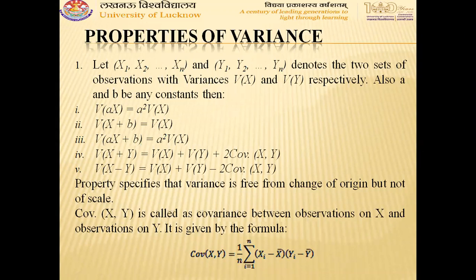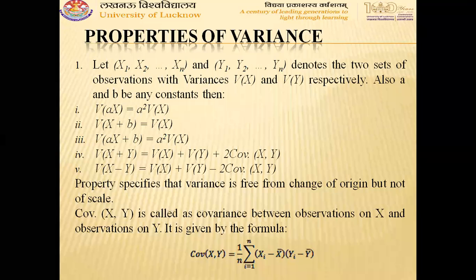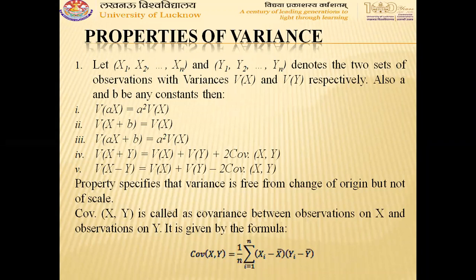And it also shows that the variance of observations is independent of change of origin but depends upon the change of scale. Change of origin means any quantity can be added to or subtracted from all the observations, and then variance will not be affected. That is independent of change of origin. But if we multiply or divide observations by some constant, then variance would change. That is, it is not independent of change of scale.